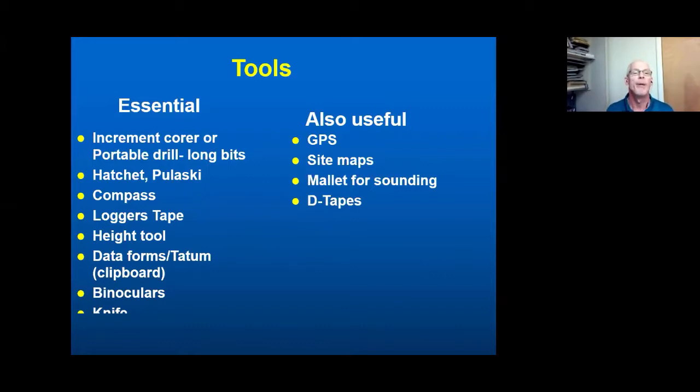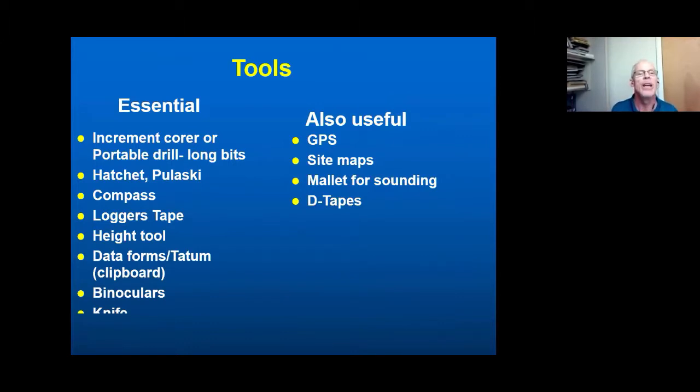Talking a little bit about tools here, and mostly wanted to draw your attention to an increment corer versus using a portable drill with long bits. And for those of you who aren't familiar with an increment corer, it's basically just a hollow hand-operated drill. You turn the handle and it drills into the tree, and then you pull an extractor into it and pull out a sample of the wood. And I'll show you a picture of one of those here in just a few minutes.